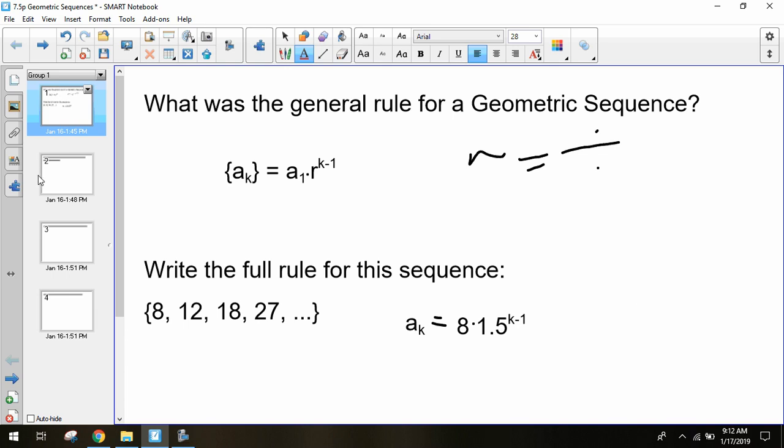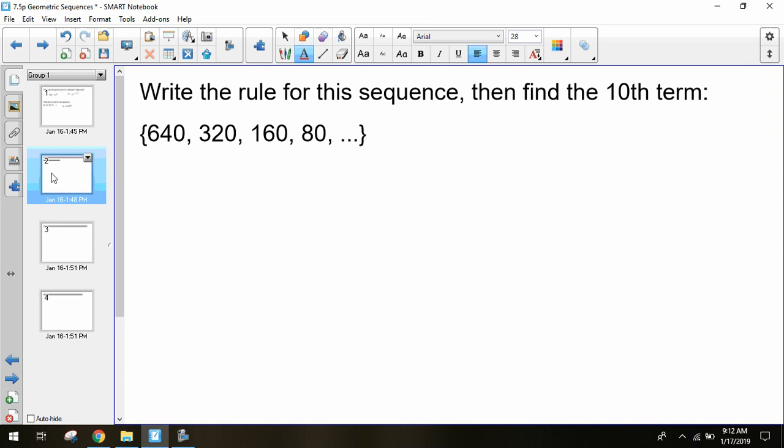Sorry about that. All right. So write the rule for the sequence and then find its 10th term. So similar idea, we first need to figure out what the rule is. So using that same step we just did in that last problem, see if you can figure out what's my a sub 1, what's my r, find your rule. So I'll give you a quick moment to do that.